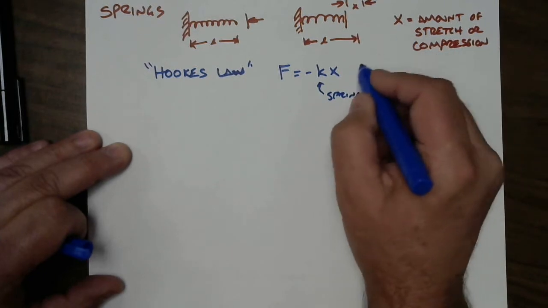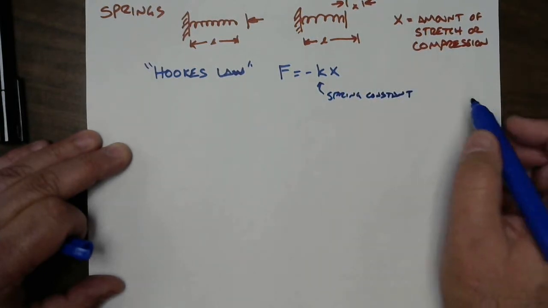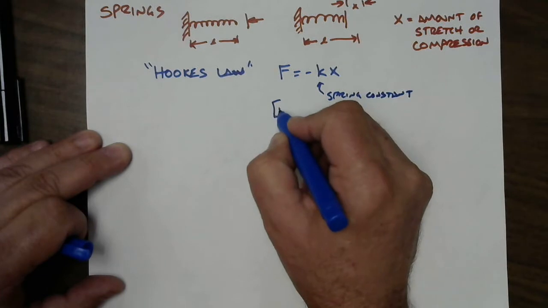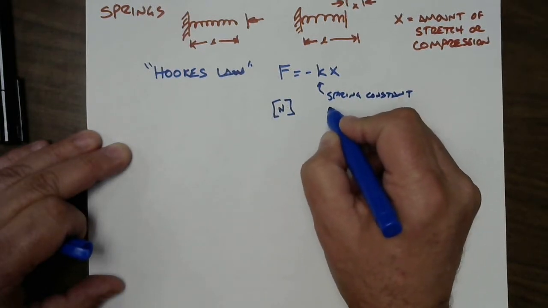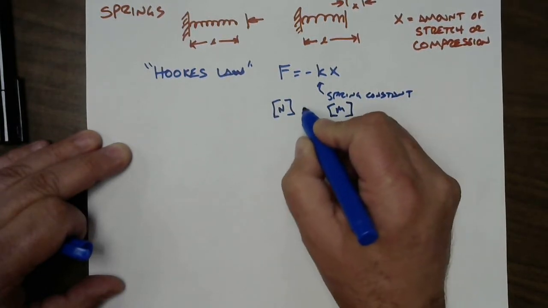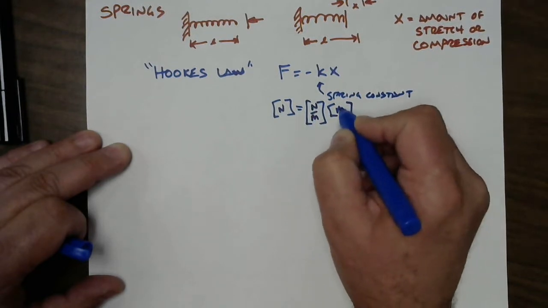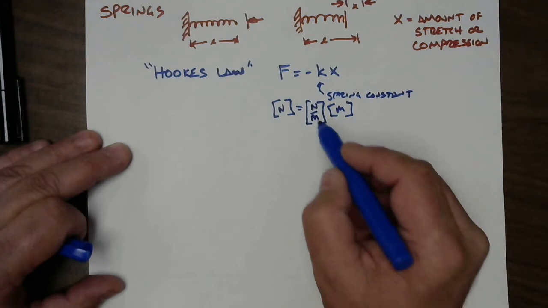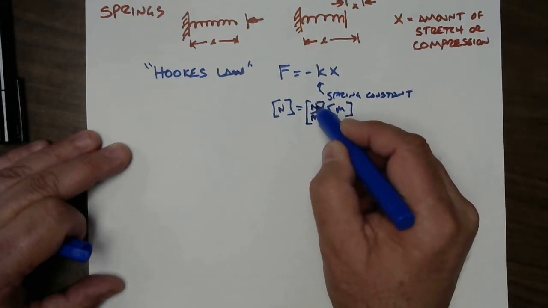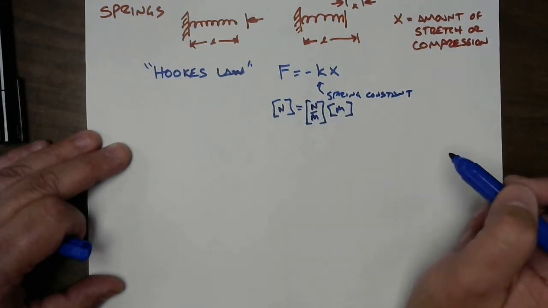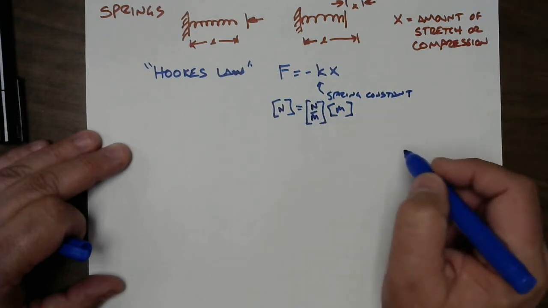And X, of course, is the amount of the stretch or compression. Now, since force is measured in newtons and X is measured in meters, it must be that the spring constant is measured in newtons per meter. That way the meters cancel and you get everything right. Newtons per meter, in other words, how much force for each meter of compression or stretch that you're going to get. So that makes perfect sense.